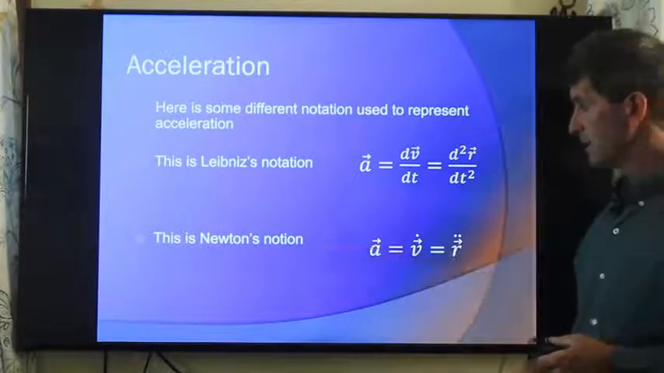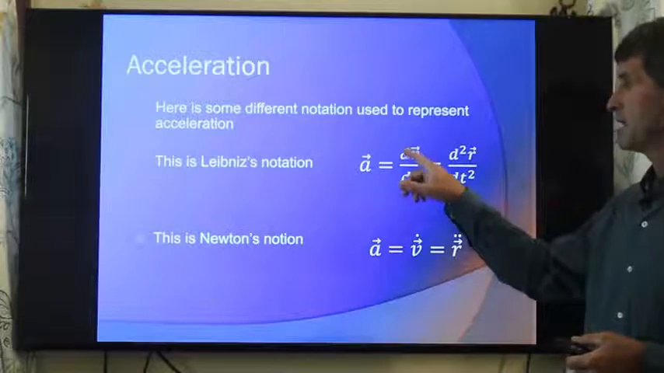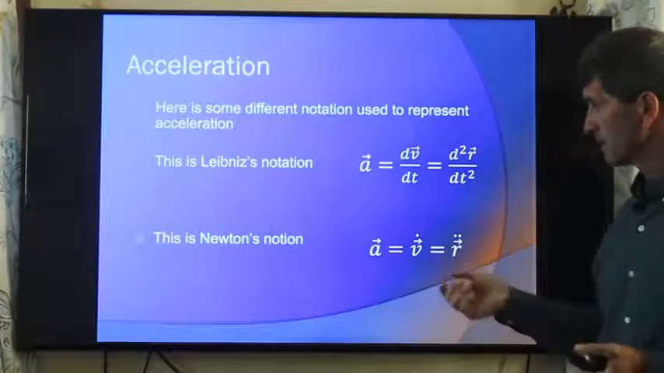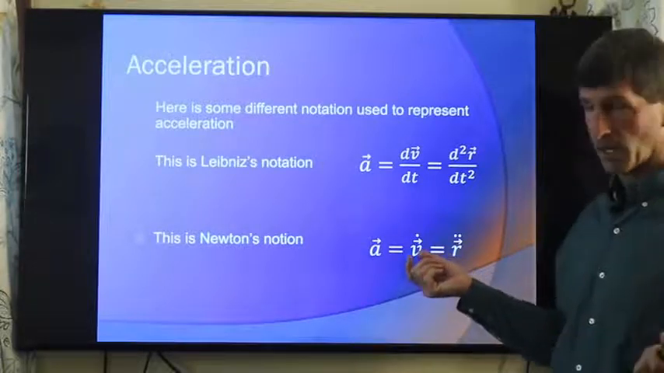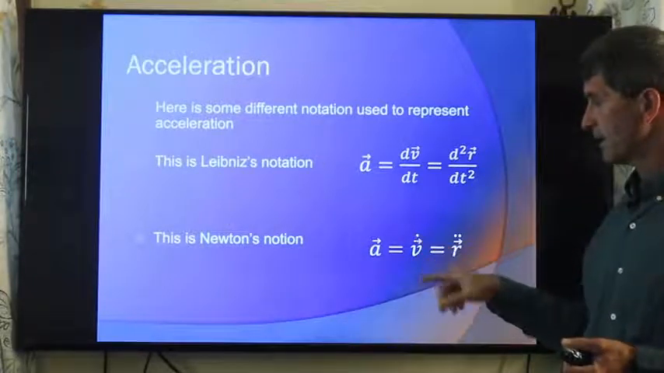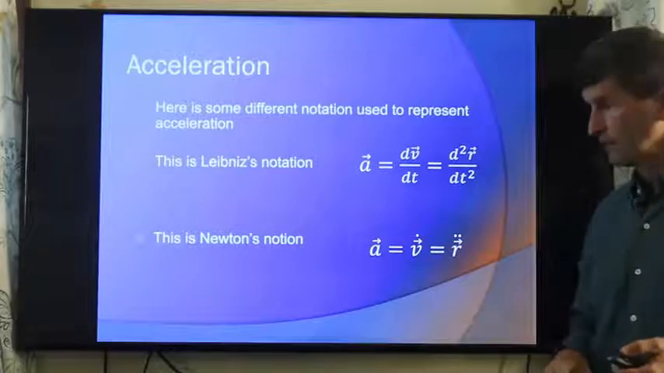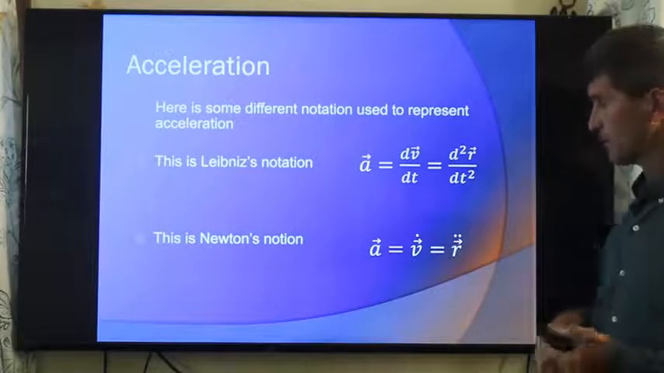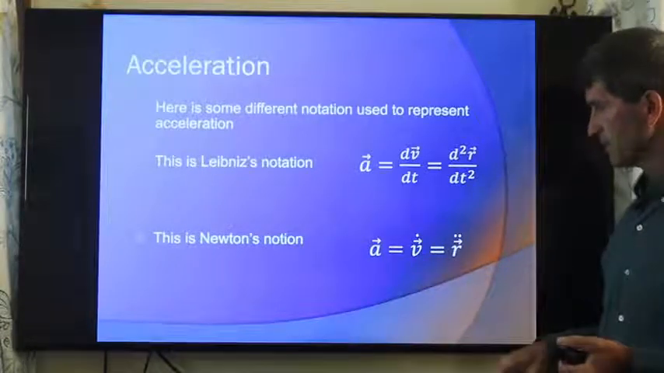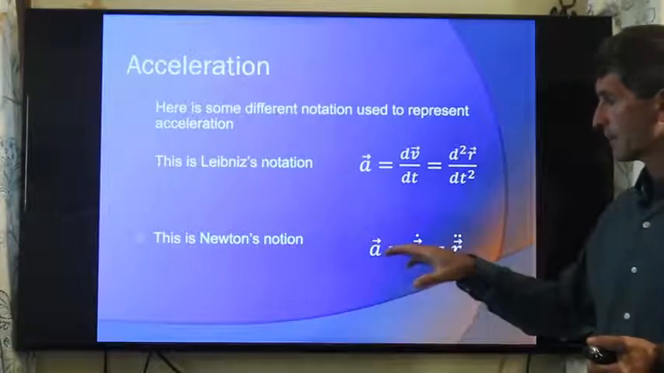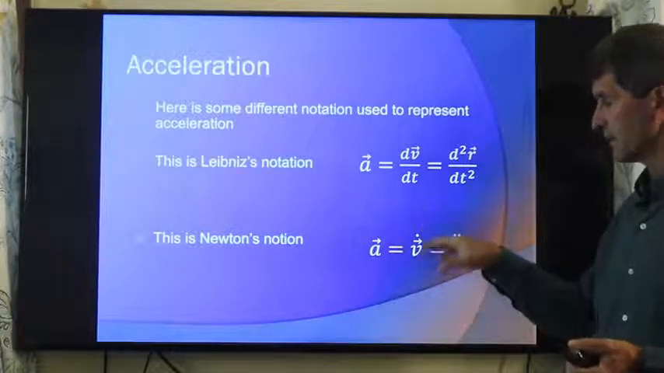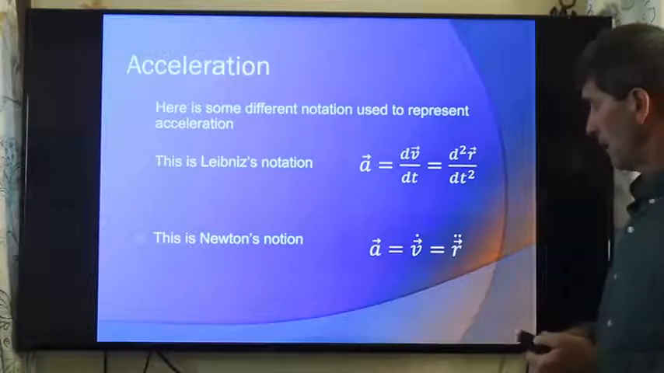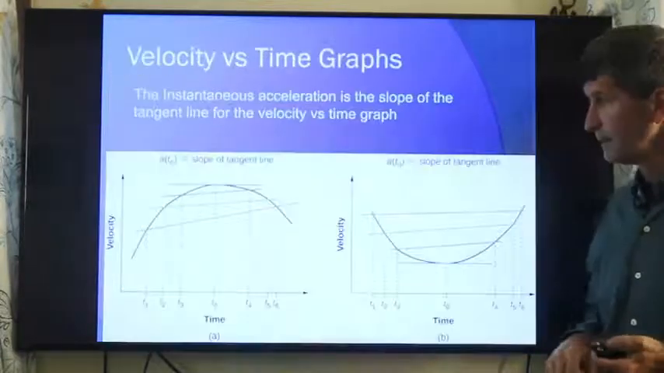The Newton notation, instead of using this d dt to represent the infinitesimal change, we use a dot to represent that first derivative. So velocity is the first derivative, the dot representing the first derivative with respect to time, of position. Acceleration is the first derivative of velocity as a function of time. It also becomes the second derivative of position as a function of time.